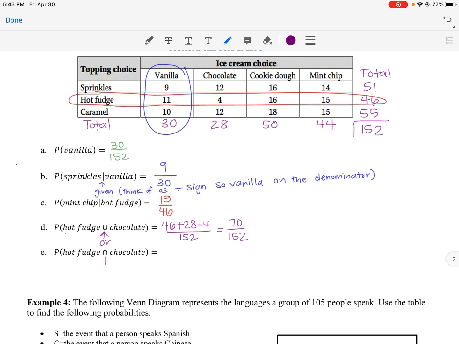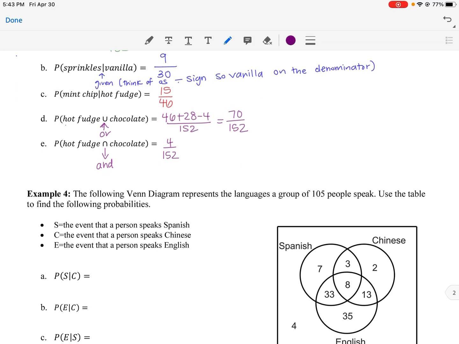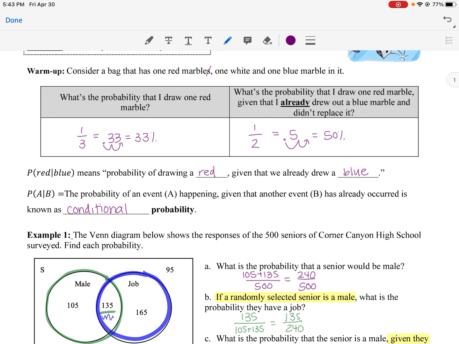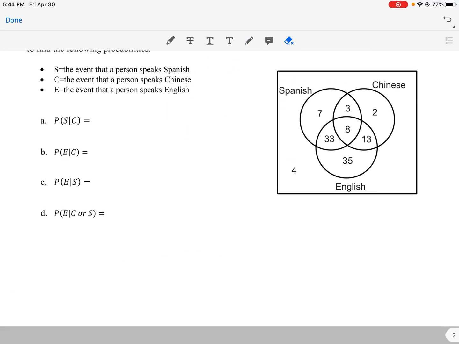Okay, hot fudge intersects, so and, chocolate. In this case, we're just looking for the overlap of hot fudge and chocolate, which there's 4 people who did that, or 4 orders that did that, out of the 152. Something I maybe would go back and add in our notes up here is our denominator. You should know our denominator changes, right? So it's something to point out.